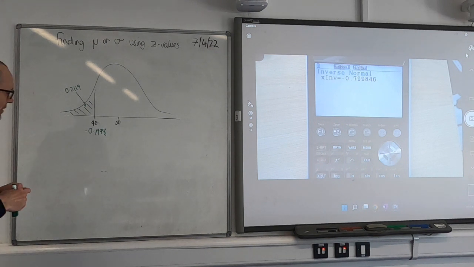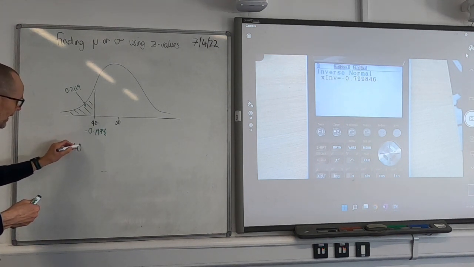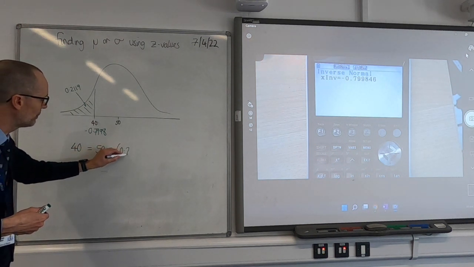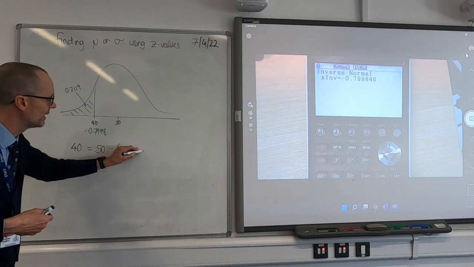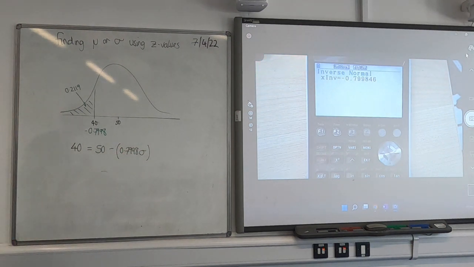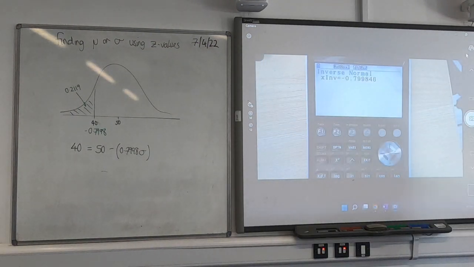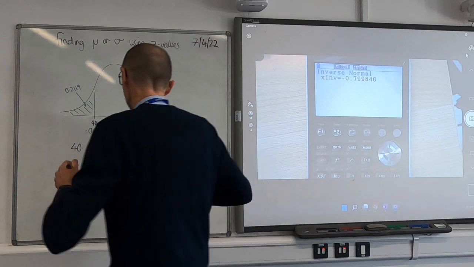So what that means is that 40 is equal to 50 minus 0.7998 standard deviations. Standard deviation in this problem is what I want to work out. So go on, see if you can work it out. Wait, why did you put 40? Why did I put? Oh, it's 46. That's just my bad handwriting, isn't it?